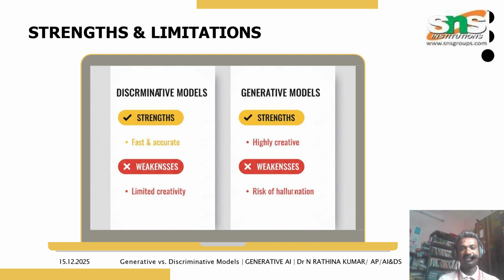Next we are going to see the strengths and weaknesses of these two models. A discriminative model is fast and accurate, but has limited creativity. Whereas a generative model is highly creative. We can create new content; even in ChatGPT, if we give one sentence, it creates a paragraph. The weakness of generative models is the risk of hallucination.